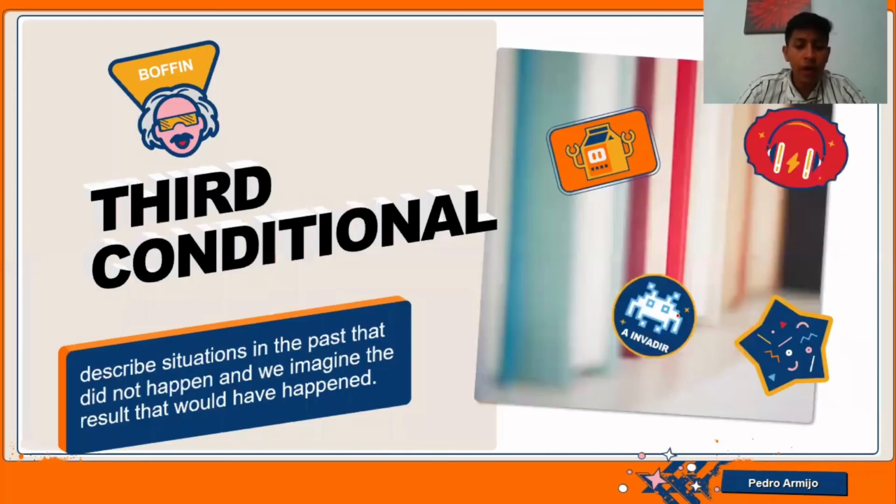Finally, we are going to review the third conditional. We use it when we want to describe situations in the past that did not happen and we imagine the result that would have happened. Once we are clearer about when we are going to use it, we are going to analyze its grammatical structure.